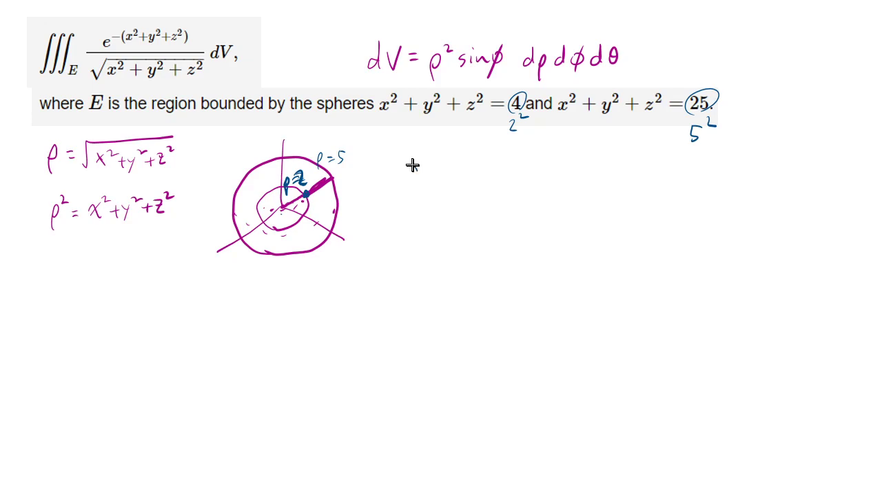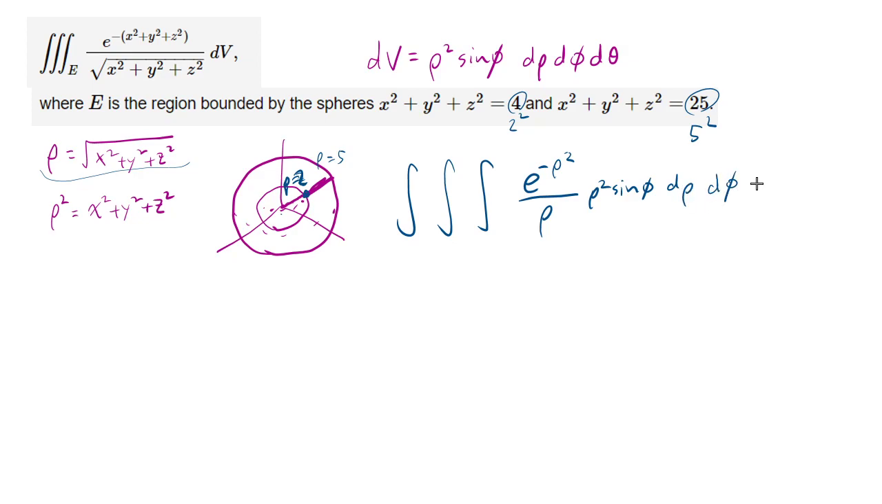Okay, so that actually solves much of our problem, because we have e to the minus rho squared over rho, because the denominator is rho, and then you also have rho squared sine phi times d rho d phi d theta, and rho starts from 2 until 5.